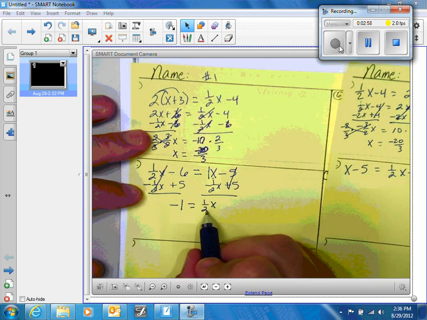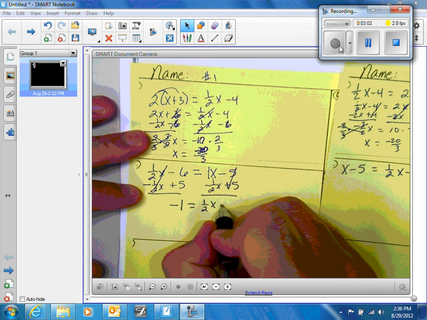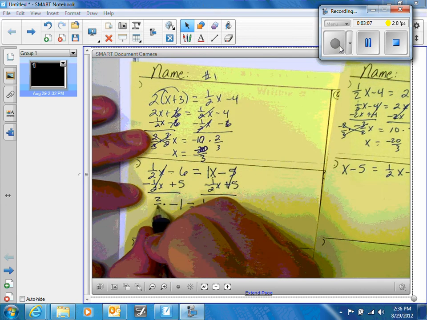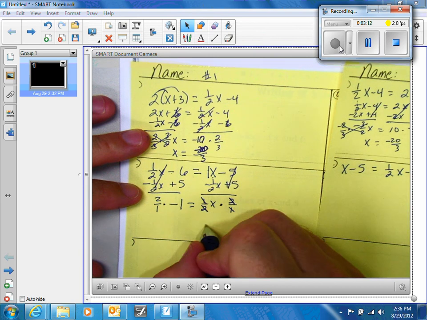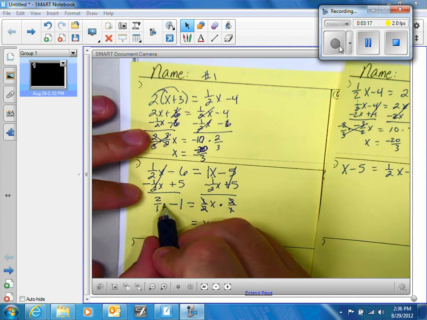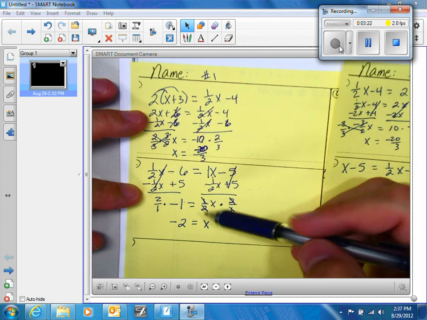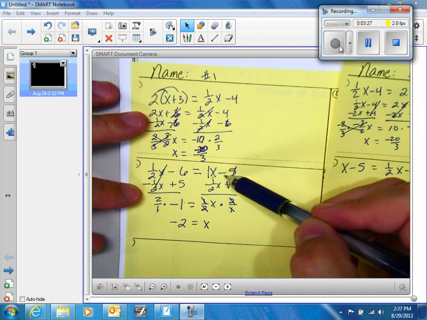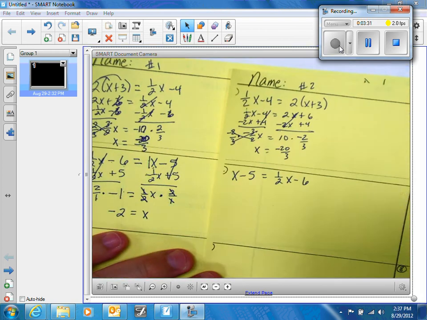Now, you can either divide by 1/2, because it's 1/2 times x, or you can multiply by the reciprocal, which is 2 over 1. Remember, when you multiply a number by its reciprocal, it cancels out, and you're simply left with 1x, or x. Over here, you have 2 over 1 times -1. Therefore, the answer is -2. Now, you could do one of two things. You could go back up here and check it by plugging in -2 for x in both sides and see if both sides become equal to each other. The other option is to check with your partner.